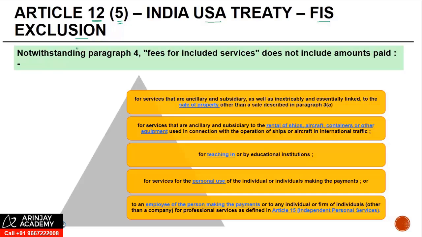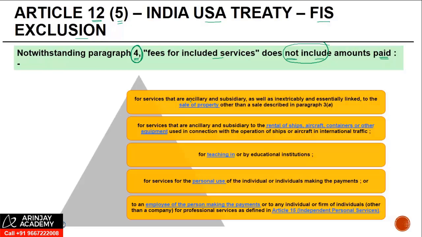But these specific services, even if otherwise they would have been covered under Paragraph 4, are to be excluded for the purpose of ascertaining what is FIS. Notwithstanding Paragraph 4, which means that this overrides Paragraph 4. Fee for included services does not include amounts paid, okay? And then there is a list of services. Let's go through them one by one.